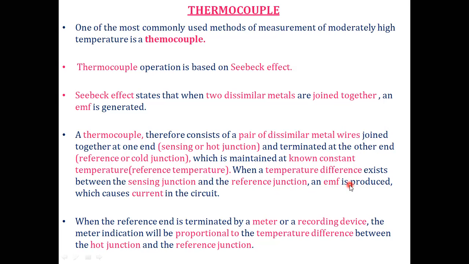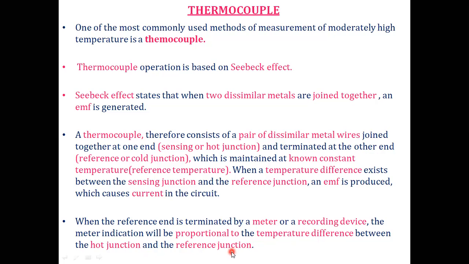Like that, I acquire a small change in voltage in the form of EMF. This EMF causes a flow of current in the circuit. It is just like a closed loop circuit in which a small amount of EMF is generated, and due to that EMF, current flows inside the circuit. When the reference end is terminated by a meter or a recording device, the meter indication will be proportional to the temperature difference between the hot junction and the reference junction.